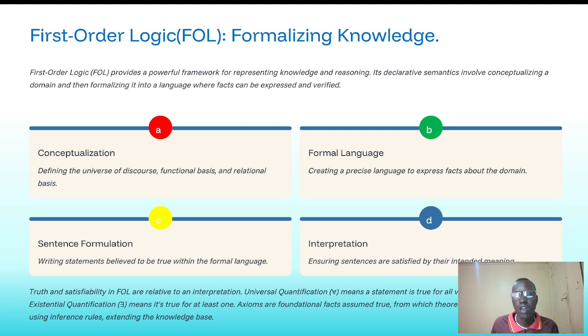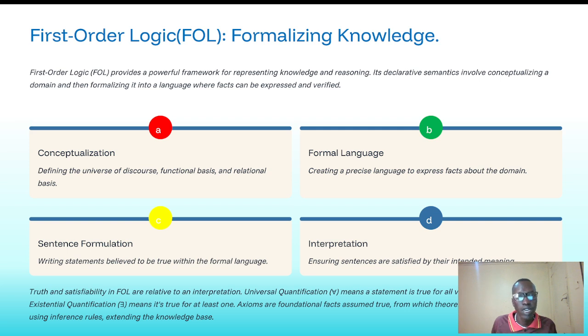First order logic, that is formalizing knowledge. Therefore, first order logic provides a powerful framework for representing knowledge and reasoning. Its declarative semantics involve conceptualizing a domain and then formalizing it into a language where facts can be expressed and verified.